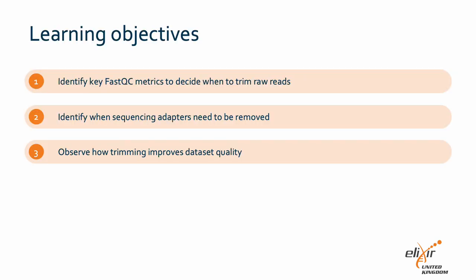In this RDMbite, you will learn which are the key FastQC metrics needed to inform read manipulation, including both raw read trimming and adapter removal, and see how trimming can drastically improve a dataset. This video follows on from the FastQC Explainer RDMbite. If you're unsure what FastQC can tell you about sequencing data, check out that introduction and come right back.